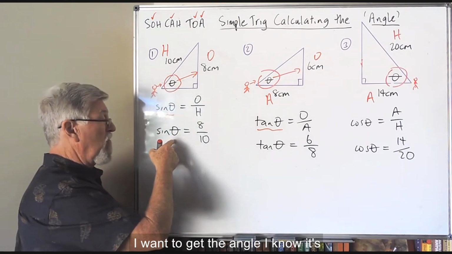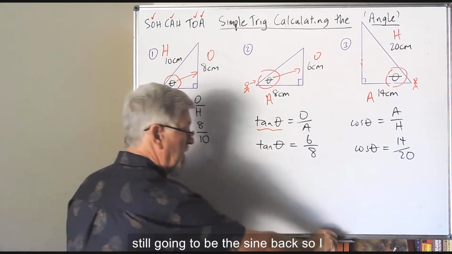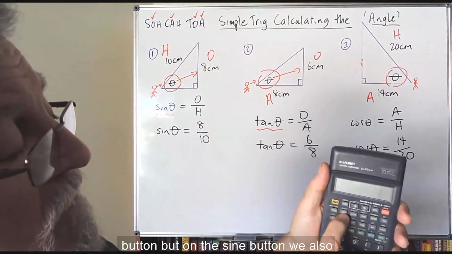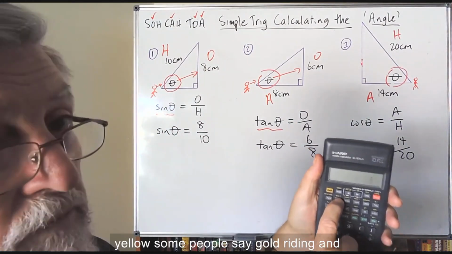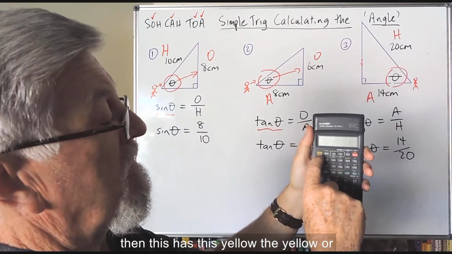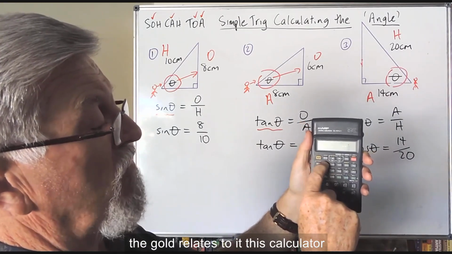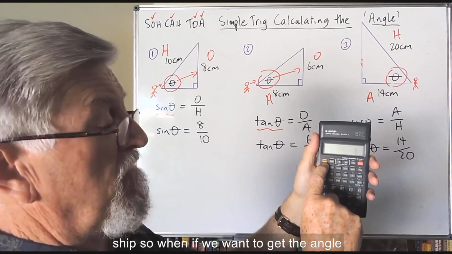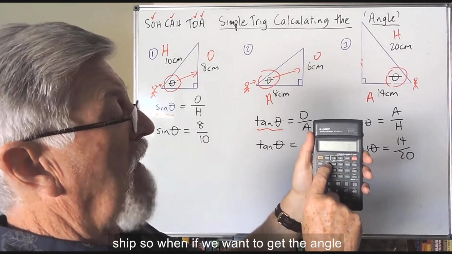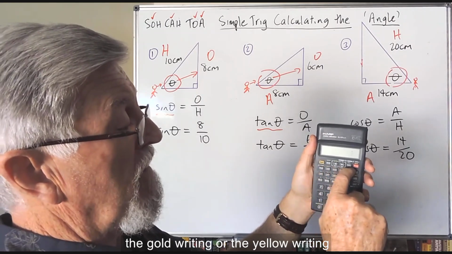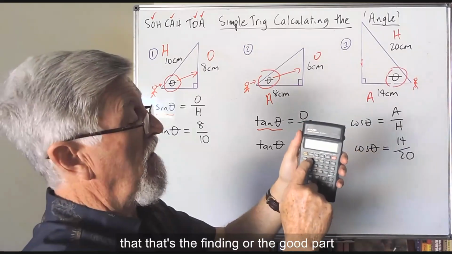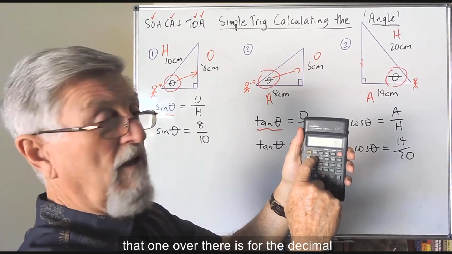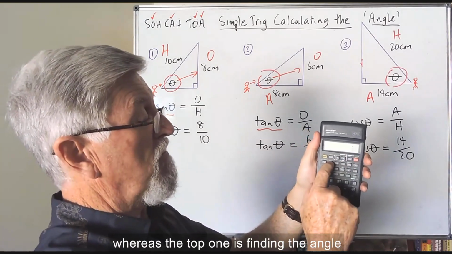If I want to get the angle, I know it's still going to be the sine button. On your calculator, we've got the sine button, but on the sine button, we also have the little yellow, in this case yellow, some people say gold writing. The yellow or the gold relates to the second function, some calculators say shift. So if we want to get the angle, the gold or yellow writing is finding the angle. The good part is this is find the fraction, or the decimal, whereas the top one is find the angle.